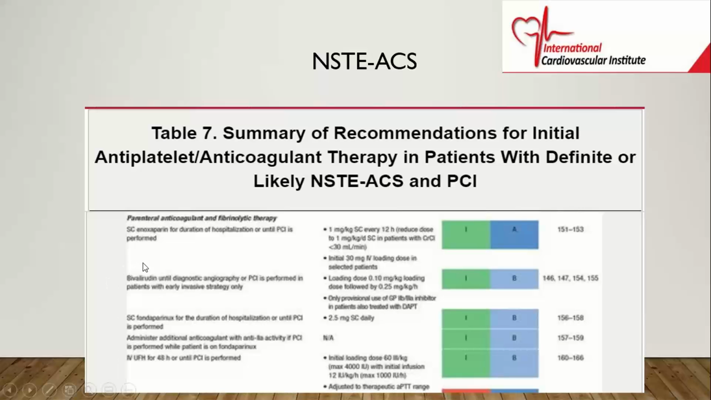Bivalirudin, if you're going to use bivalirudin, you only use it if the patient is going to have a stent. Okay, so bivalirudin is only used in the cath lab. You don't use it outside. And then fondaparinux, which is an anticoagulant. If you were using fondaparinux and you take the patient to the cath lab, you have to switch to something else because this is no good in the cath lab.